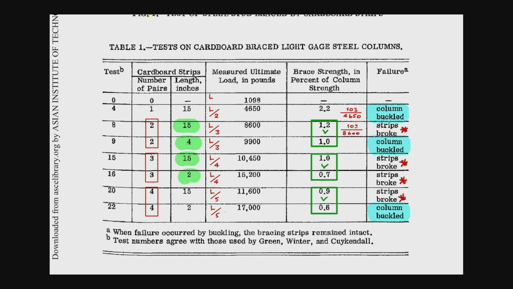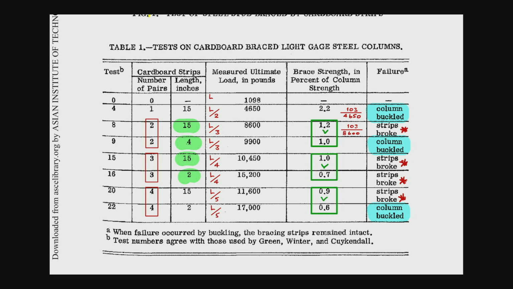And then what you obtain is that the load is now in pound force. How much? 1098. It is equivalent to probably half a metric ton. So this is the ultimate load of the column, the buckling load of the column, maximum, let's say. And there is nothing about the brace strength in percent of the column strength. Failure is just the column buckling.